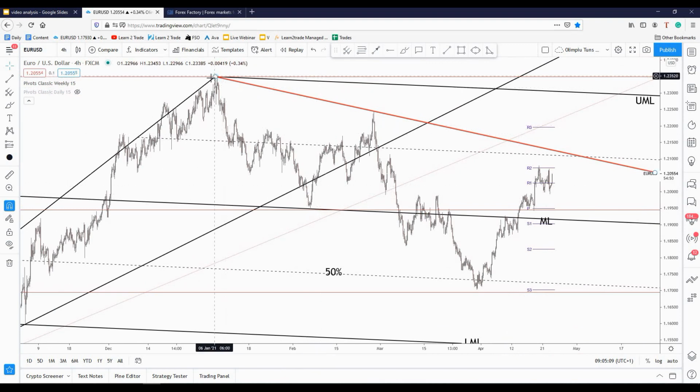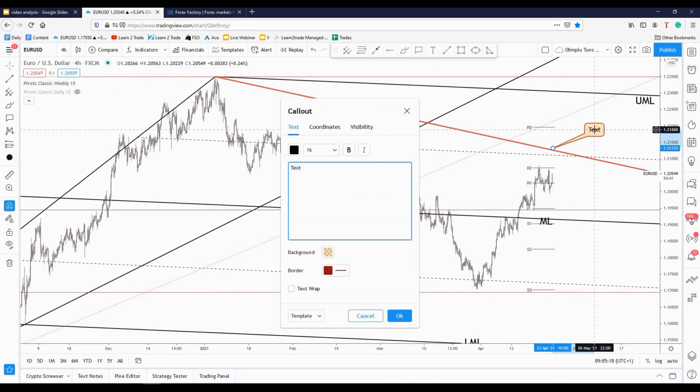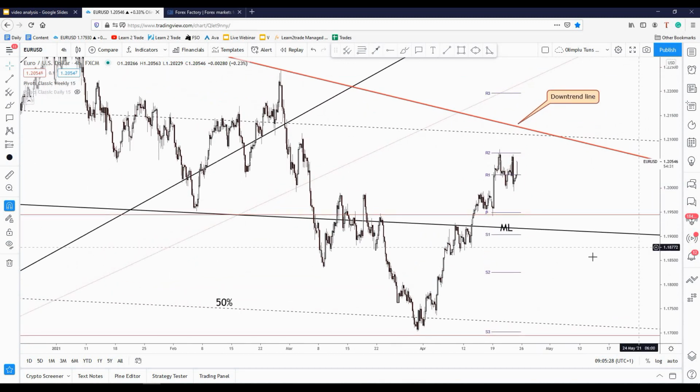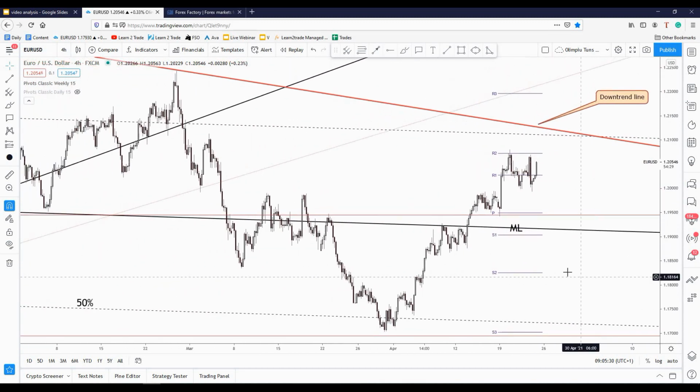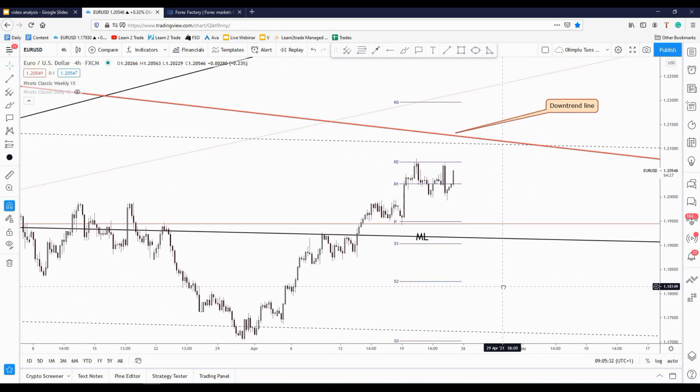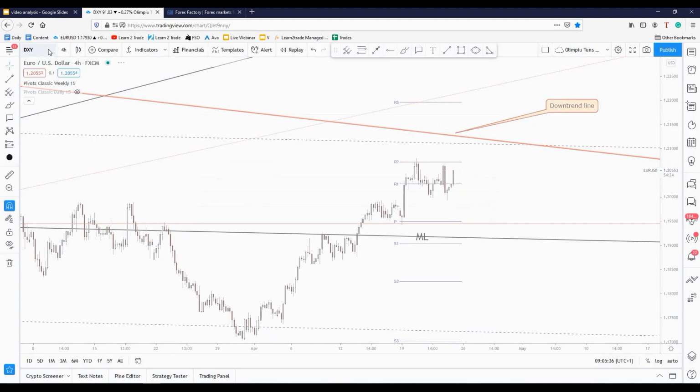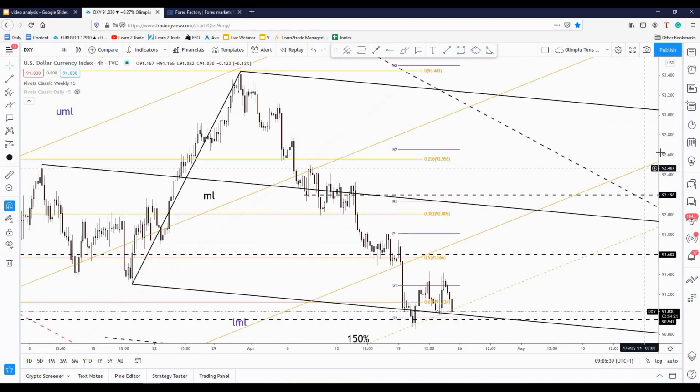And as you can see here, we have a downtrend line, which is seen as the next upside target and upside obstacle. The pair increases aggressively right now. It rallies, edges higher, only because the DXY, the US dollar index, continues to drop.